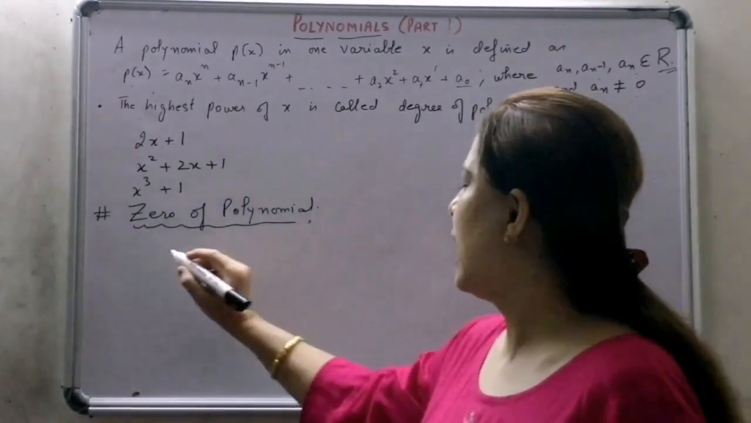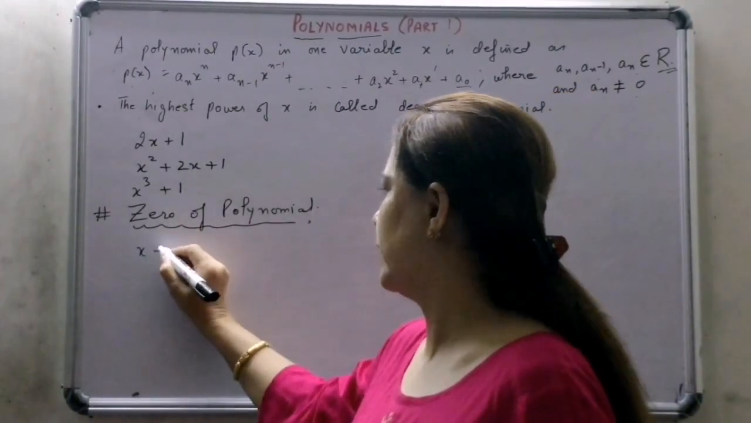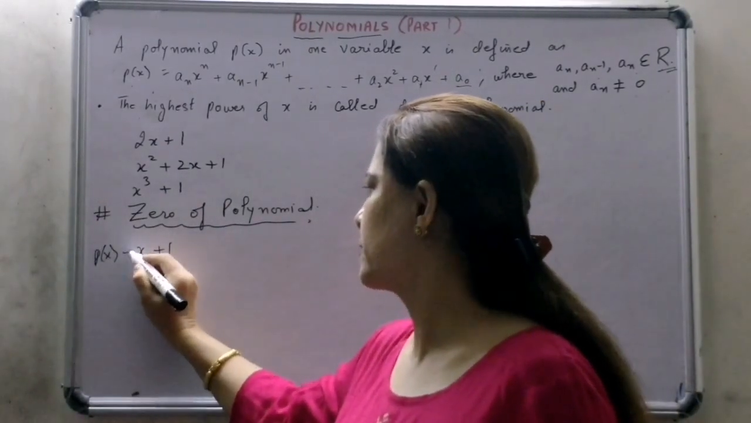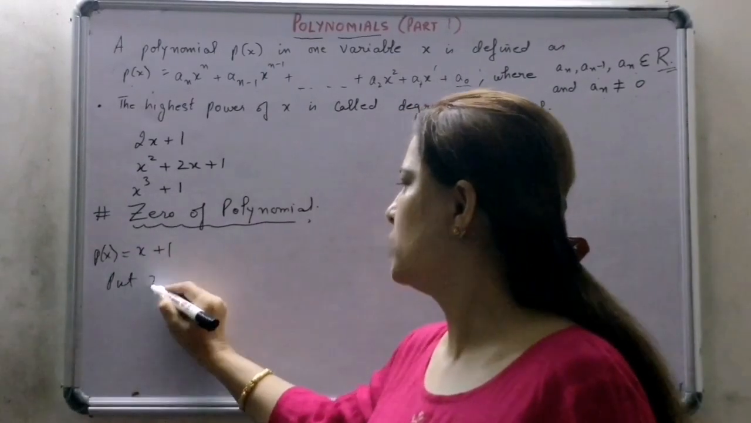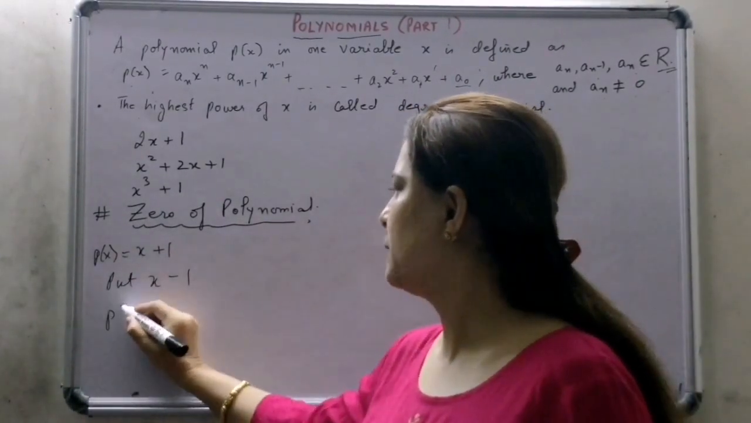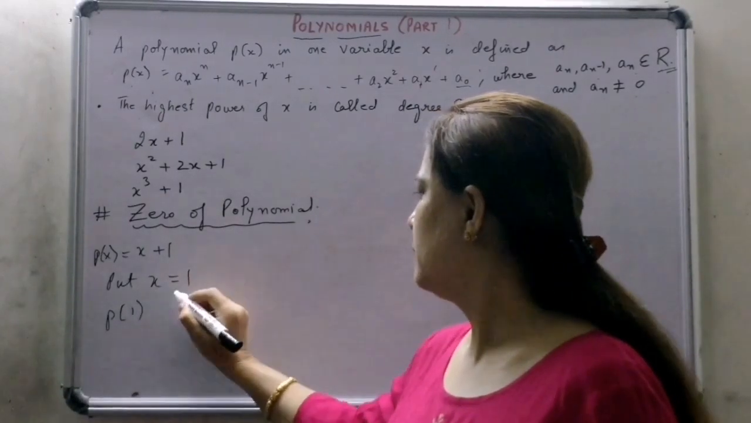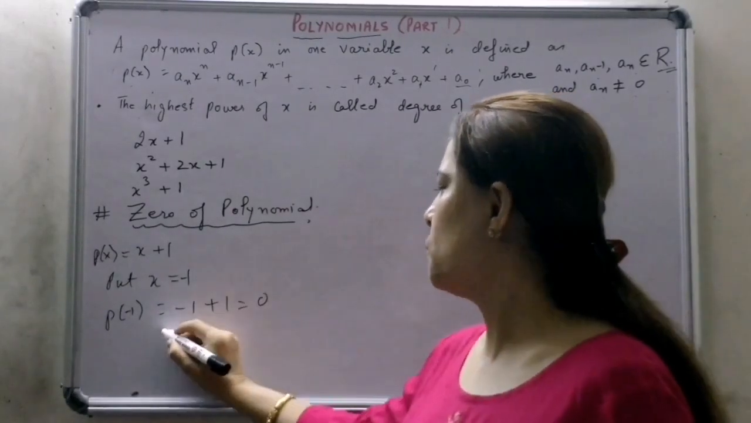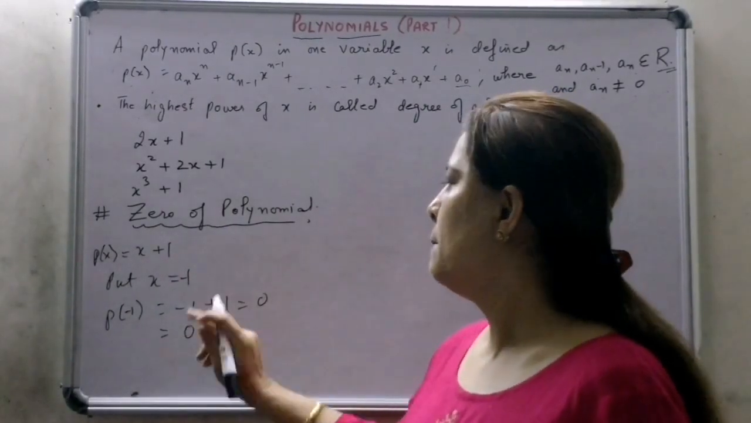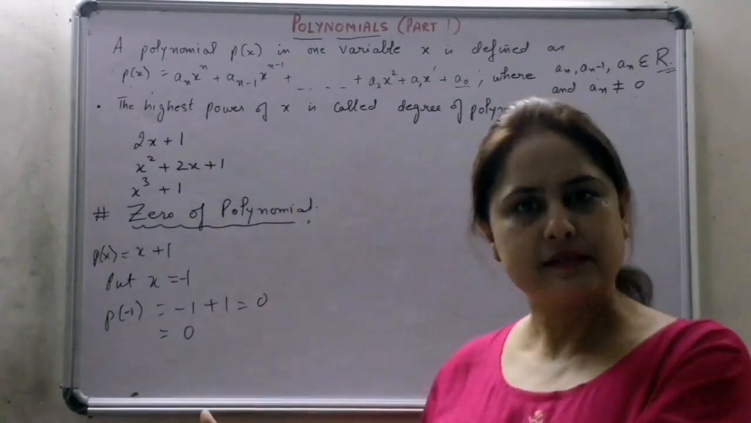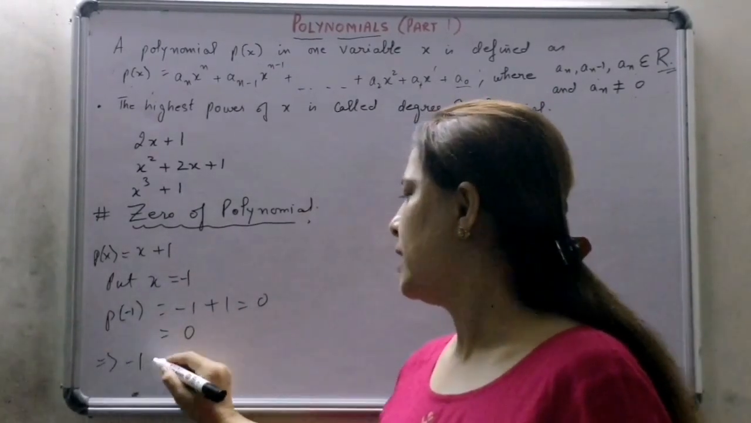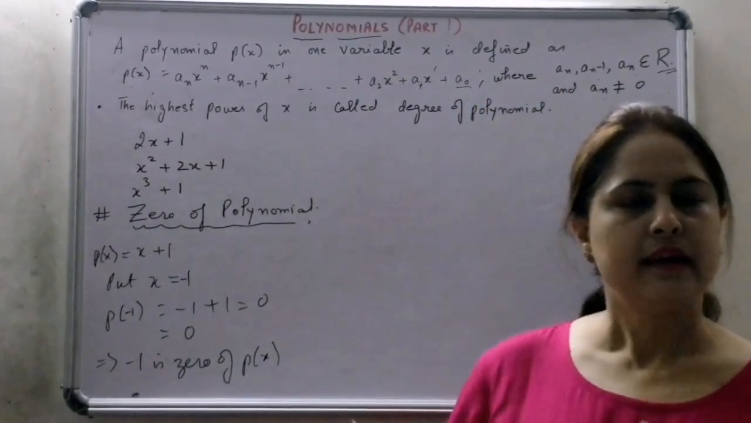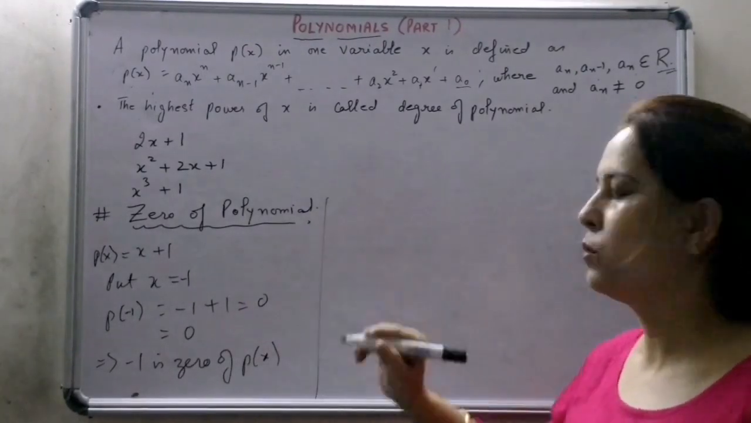For example, we have a polynomial, say x plus 1, right? Let us give it the name p(x). If I put x is equal to minus 1 in this one, I get p(-1) is equal to minus 1 plus 1 is equal to 0. So putting the value of x as minus 1, I am getting the polynomial as 0. This implies minus 1 is a zero of p(x). Fine. Likewise, we have zeros for the quadratic polynomials as well.